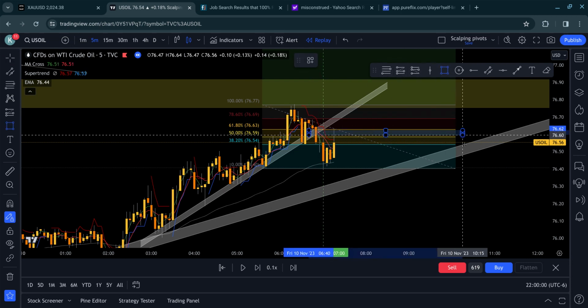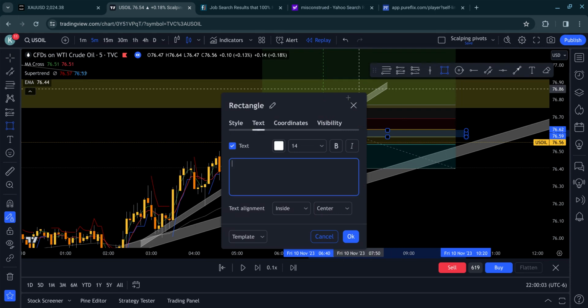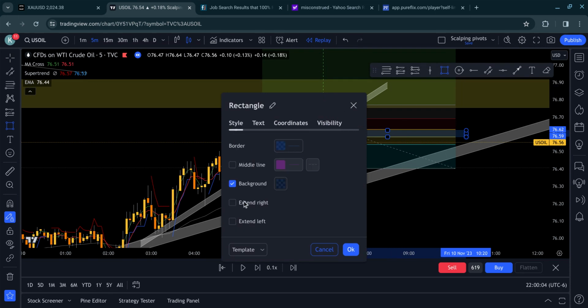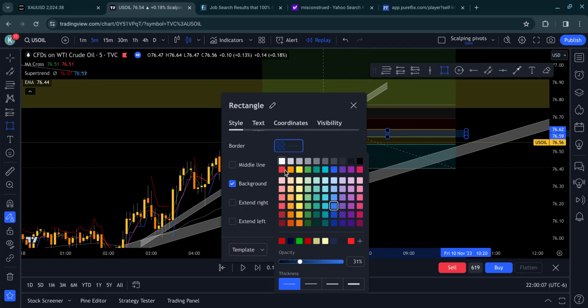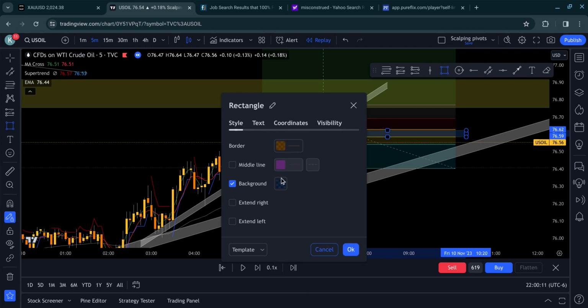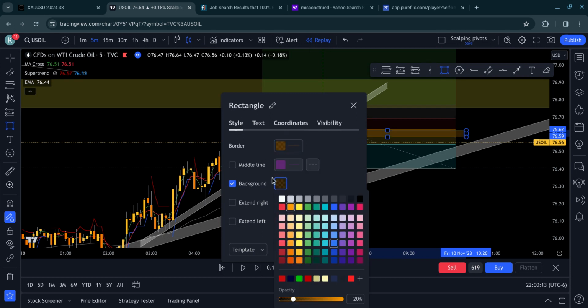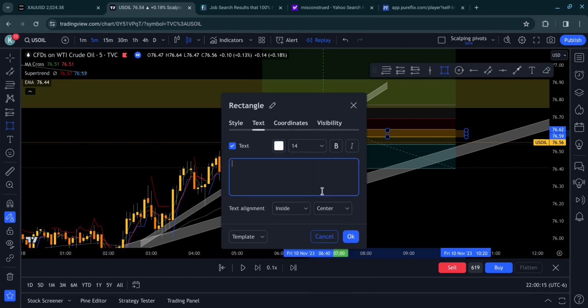So we do have this zone right here, which is the 5 minute 50 to 61%. I'll put a 5 minute 50% to 61%.